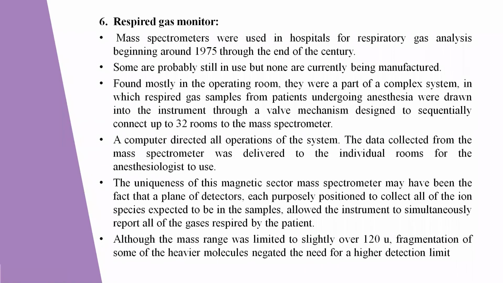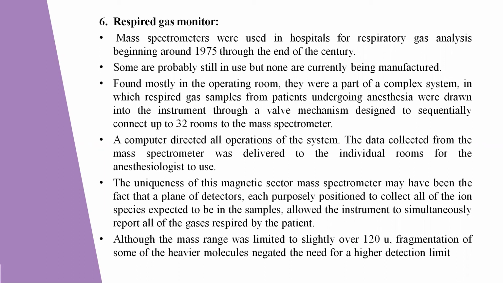Next is respiratory gas monitoring. Mass spectrometers were used in hospitals for respiratory gas analysis beginning around 1975 through the end of the century. Some are probably still in use, but none are currently being manufactured. These are found mostly in the operating room.